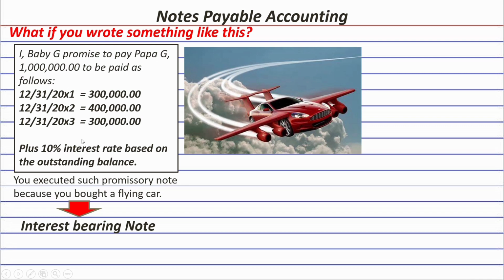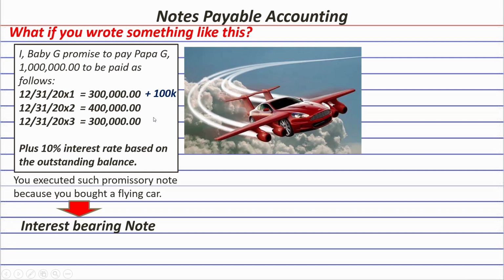Okay? However, aside from these payments, you are also to pay 10% based on the outstanding balance of your debt. So, the beginning debt balance in this given situation is 1 million. So, we need to multiply the 10% in that. So, 1 million times 10% equals 100,000. So, that's the interest that you are to pay on year 1. So, all in all, you have to pay 400,000. So, 300,000 for the principal and 100,000 for the interest.